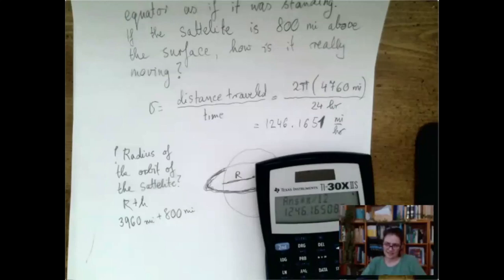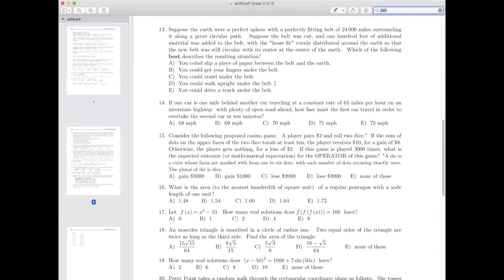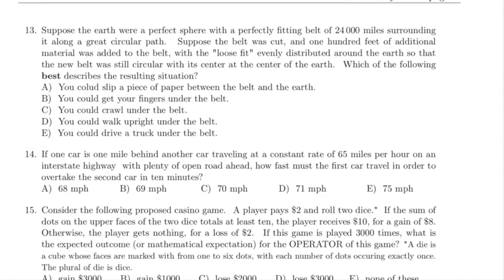Okay. Any questions? So I thought I'll show you, this is a really cool problem. This was a contest problem for 2-year colleges. It's number 13. Can you read it? No, well, because I made it go away. I was trying to resize it. Suppose that the Earth is a perfect sphere, and then we make a belt on it. Kind of funny of an image. And the belt was cut perfect, and then 100 additional feet was added to the belt.